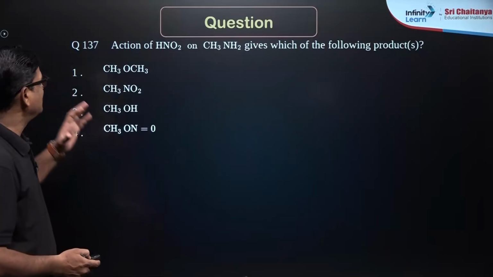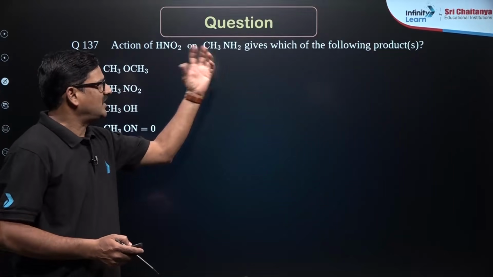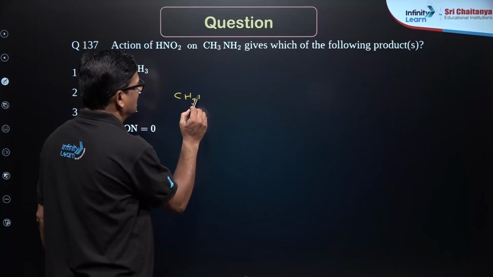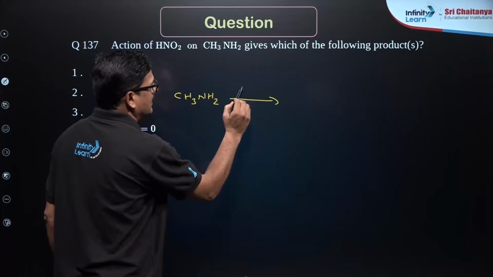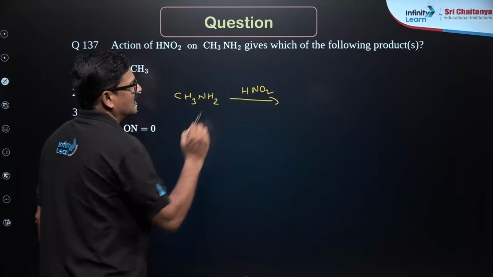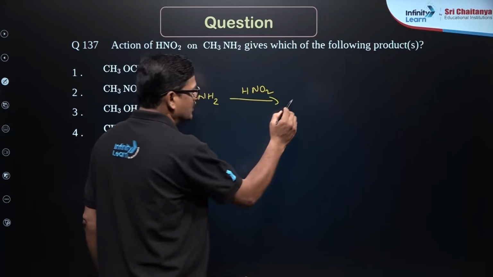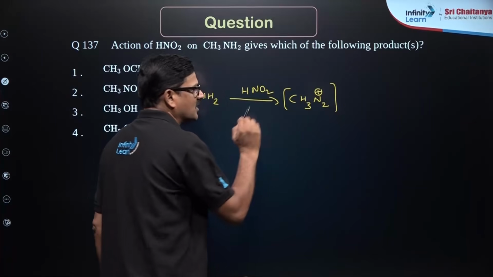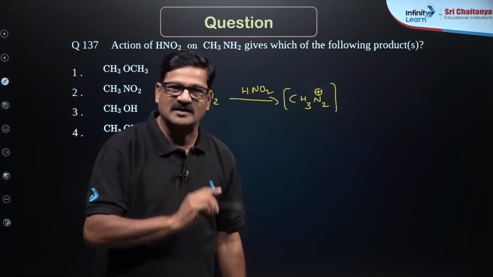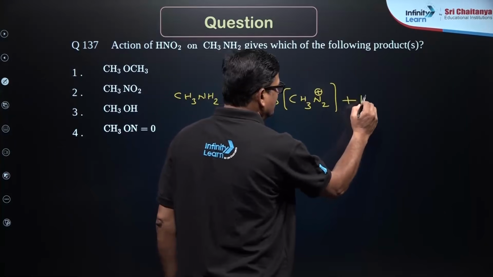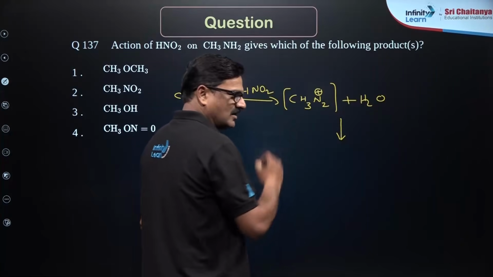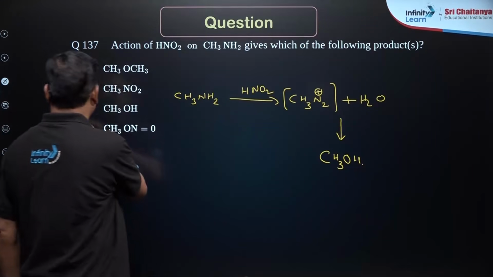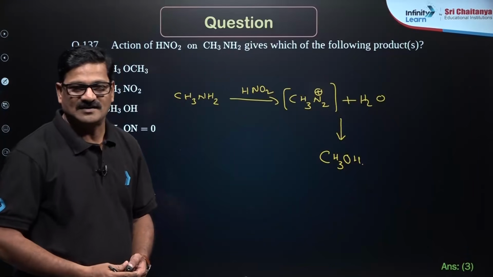Moving ahead, one more question here. Action of HNO2 on methylamine gives which of the following products? Let us see. CH3NH2, when it is treated with HNO2, diazotization takes place and it is going to give us CH3N2+. Alkyl diazonium compounds are highly unstable and it is going to be automatically hydrolyzed to give rise to its corresponding alcohol, methyl alcohol. So for this question, option 3 is the correct answer.